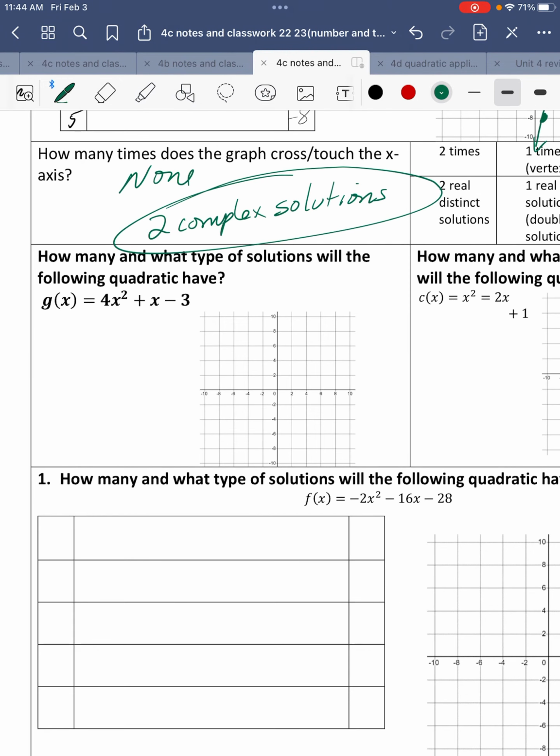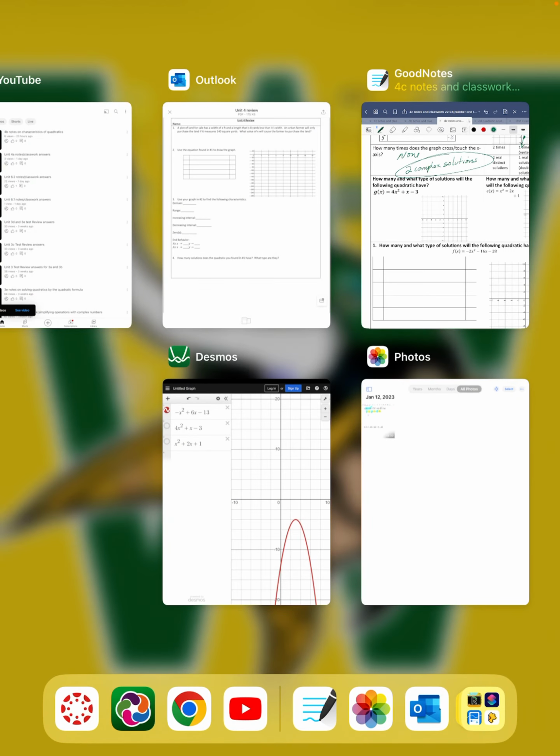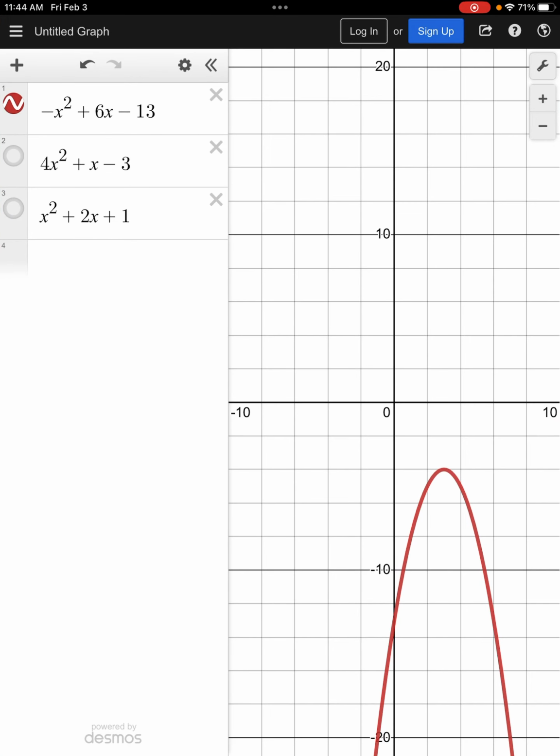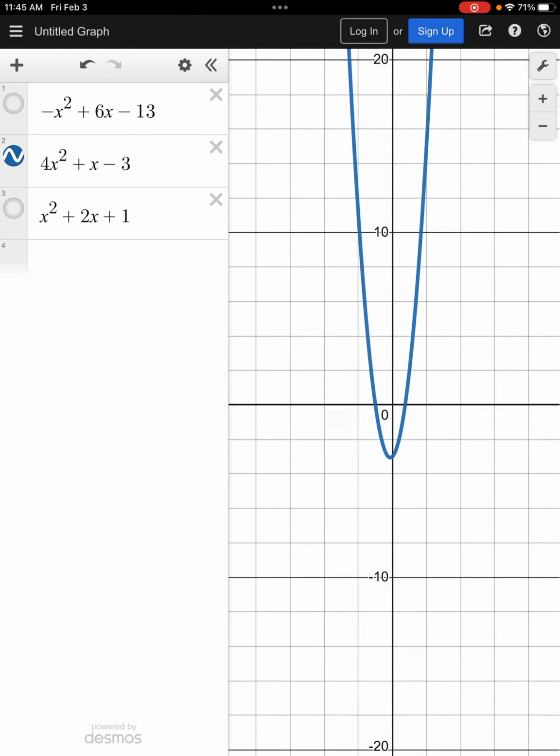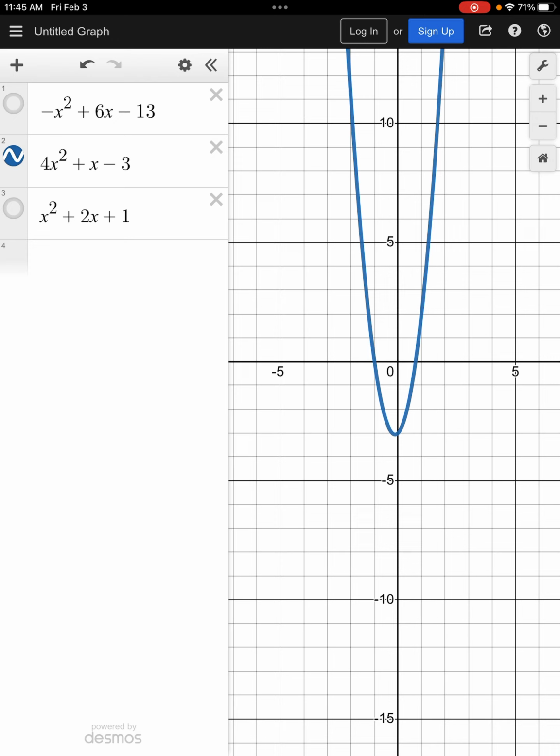All right, let's look at the second one here. Graphing it, I'm actually going to go right to the Desmos. You graph them all the same way. I'm going to use Desmos just for time purposes. And let's look at how many times it crosses the x-axis. Well, it crosses twice.